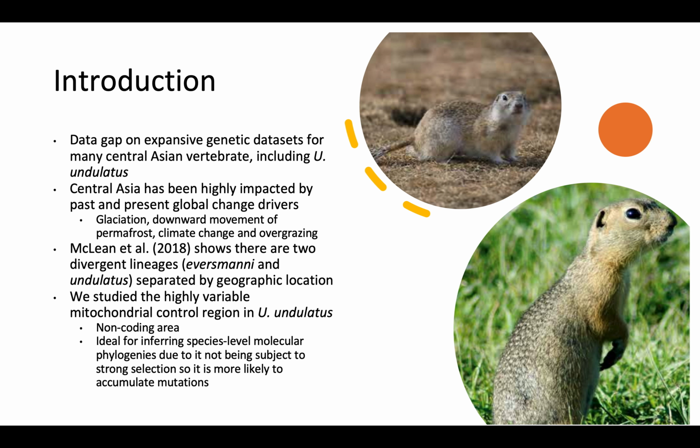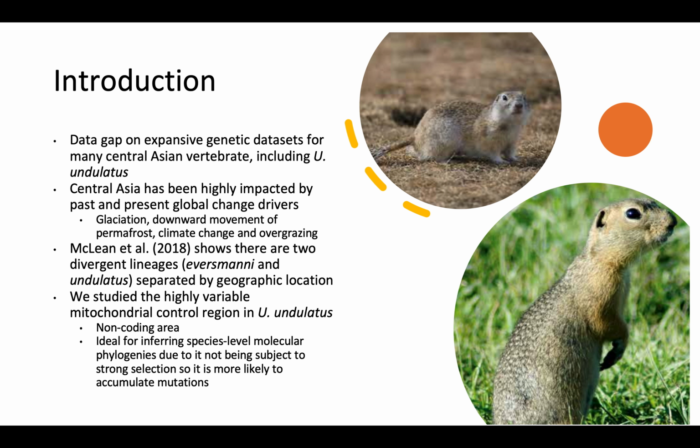Professor McLean and colleagues have been studying the species for a long time, and they found that there are two divergent lineages, Eversmani and undulatus, that are separated by geographic location. However, their phylogeny had low bootstrap support, and they wanted to look further into it.